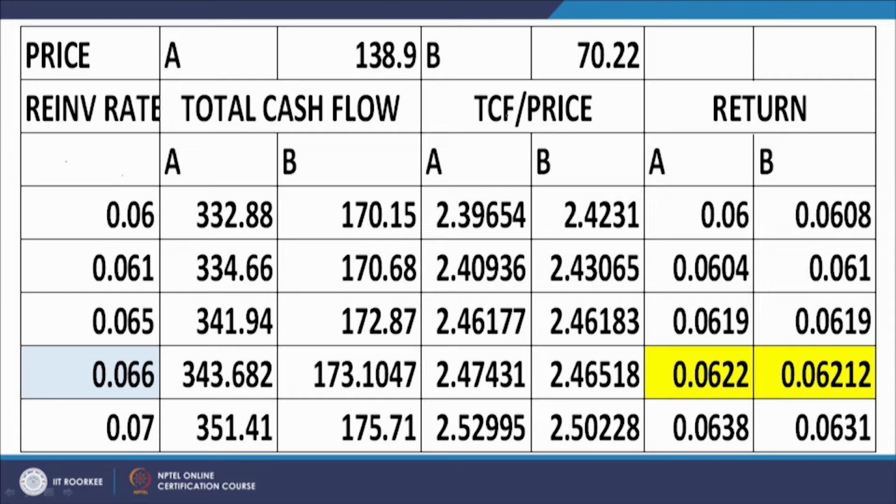I repeat, this is because of the higher coupon rate of A, which means higher investment at this higher reinvestment rate, and therefore a higher effective annual yield, higher terminal value of coupons and higher effective annual yield.